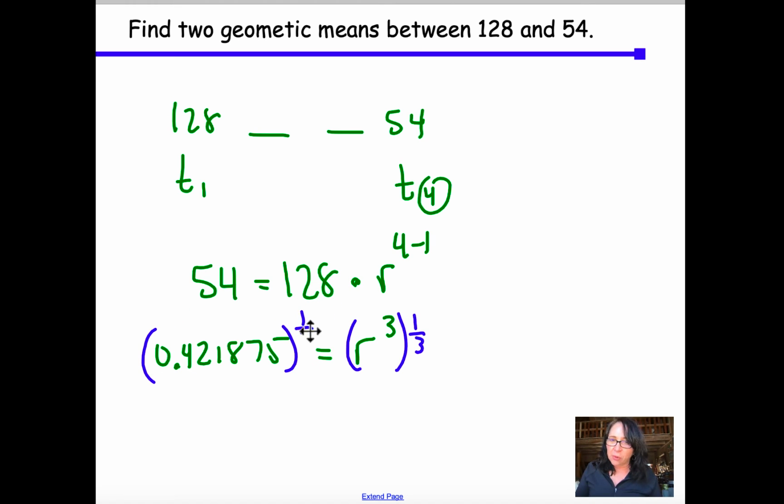So I'm going to take the cube root of that. So I'm going to get r is equal to this. So I'm going to go that. Let's see, how do I do this on this calculator?